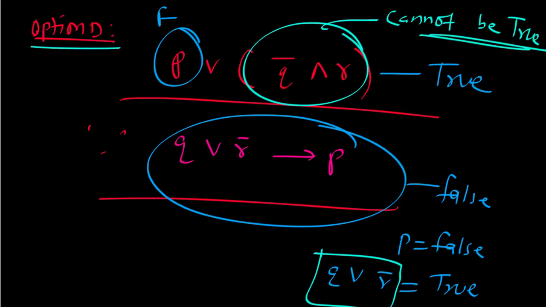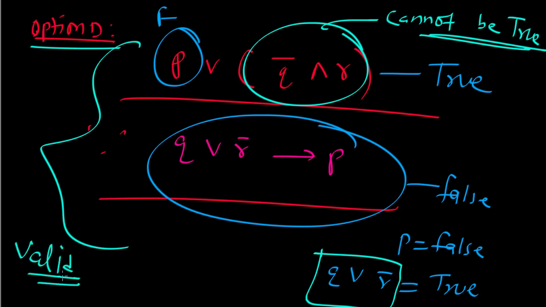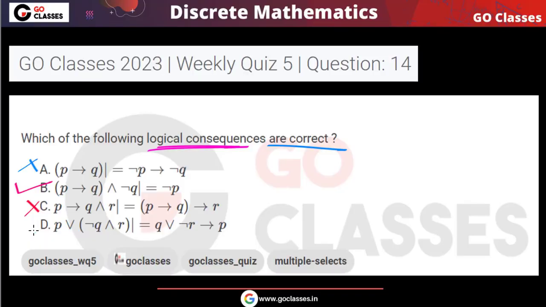So I can say this is definitely a valid argument, because after making the conclusion false, I cannot make all the premises true. So option D is actually correct, because this is a valid argument. So the answer will be option B comma D.